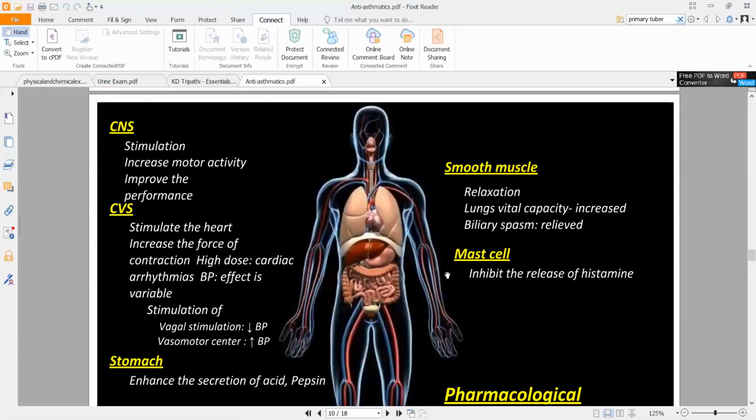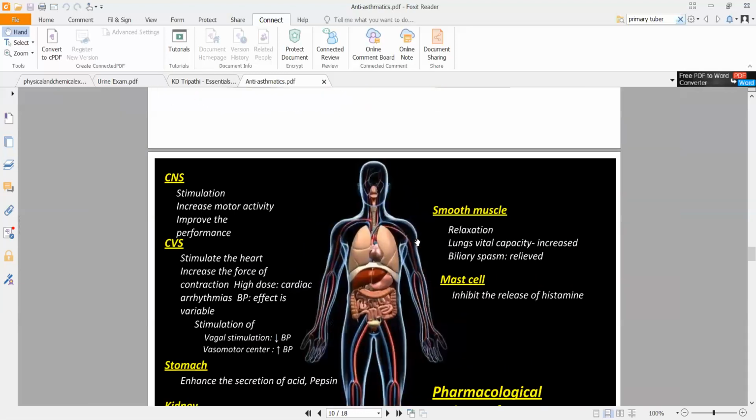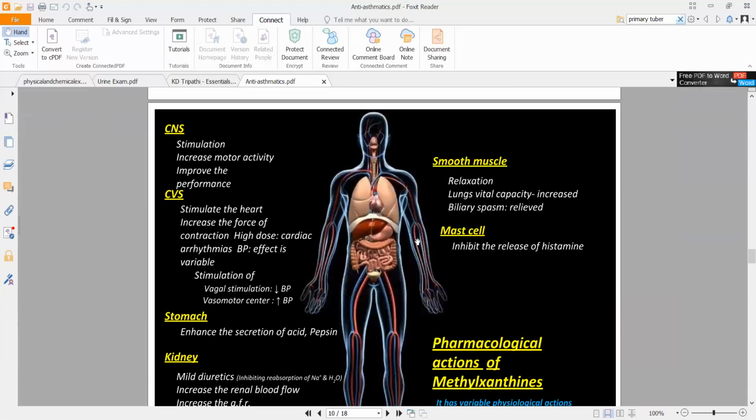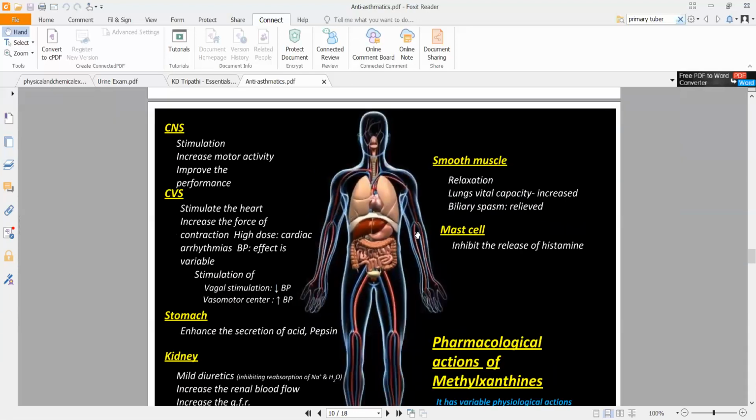These are some other effects of methylxanthine. Other than its action on your lung, where it is causing bronchodilation, it will cause some other effects as well. If it is acting on CNS, hold on, I hope you can see this. If you're not able to see or not able to understand or not able to hear anything, please do let me know. The action of methylxanthine on CNS will be that it will stimulate CNS, it will increase motor activity, it will have a sympathomimetic kind of function. It will improve performance as well.